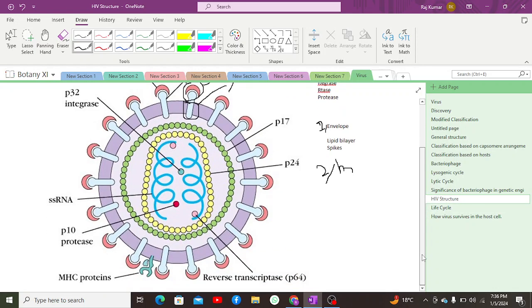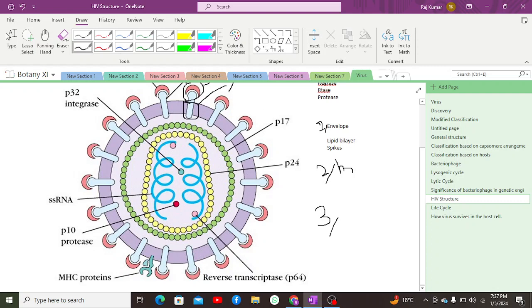P24, if I'm not wrong. This is made up of P17 protein, while the capsid is made up of P24 protein. Once again, it's a mistake. Here the matrix is made up of P17 protein, and the capsid is stabilized by the matrix. The matrix is made up of P17 protein, whereas the capsid is made up of P24 protein. These are the capsomer units of which it is made up.